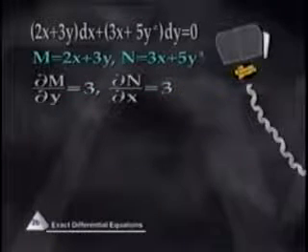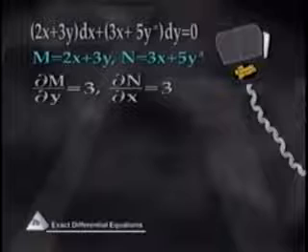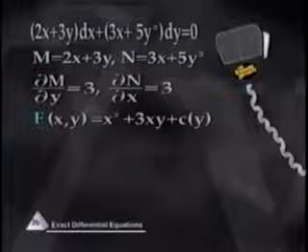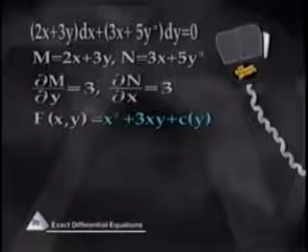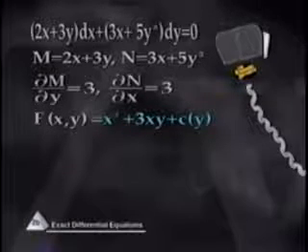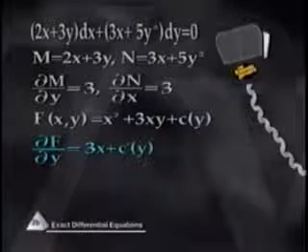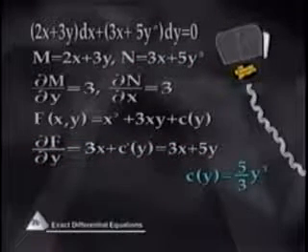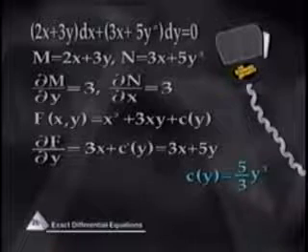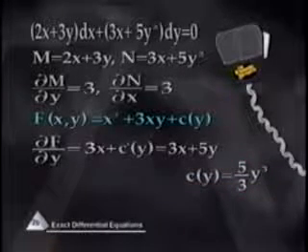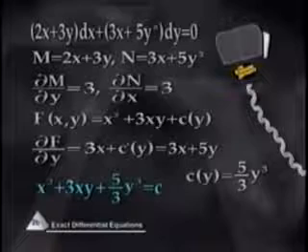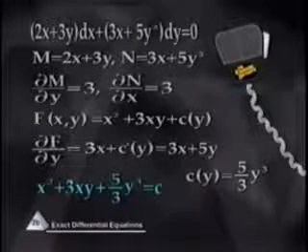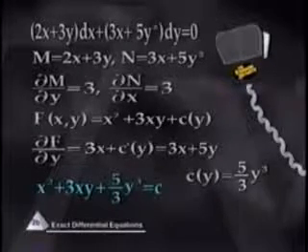We then partially integrated the m part with respect to x and got the mystery function f to be x squared plus 3xy plus c of y. To find c of y, we took the partial derivative of f with respect to y, set it equal to n, and found that c of y equaled 5/3 y cubed. Plugging this back into f, we got our final solution of x squared plus 3xy plus 5/3 y cubed equals c.